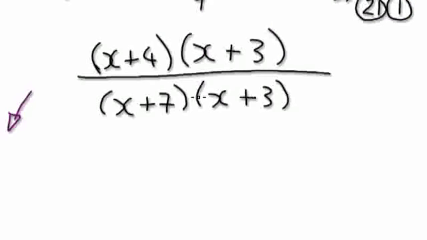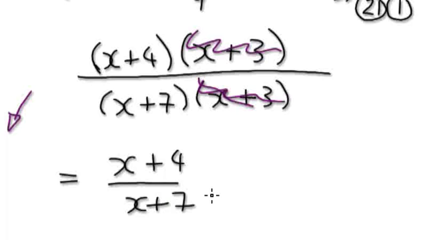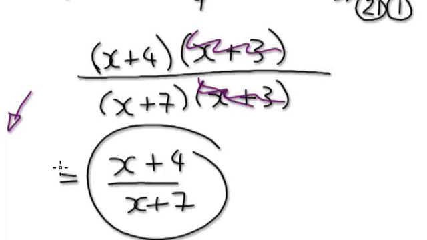Okay. Oh look, it cancels out neatly. Conveniently cancels out. So overall it will be x plus 4 over x plus 7. So this is your final answer.